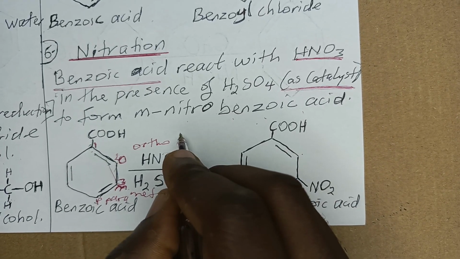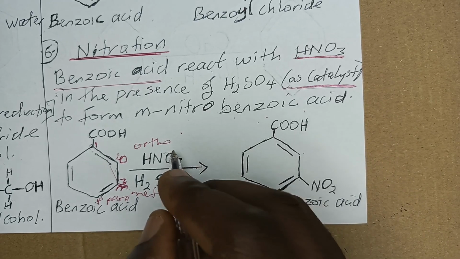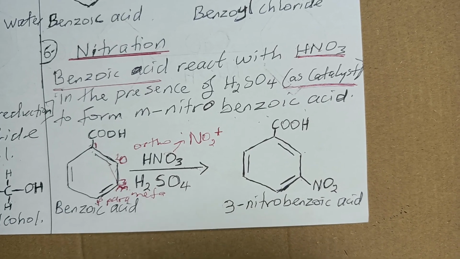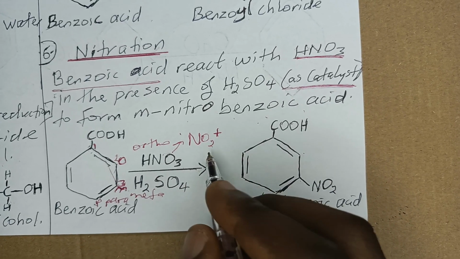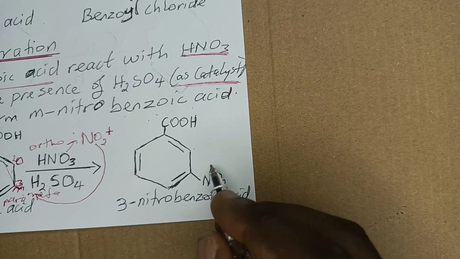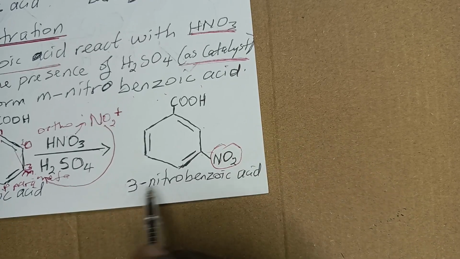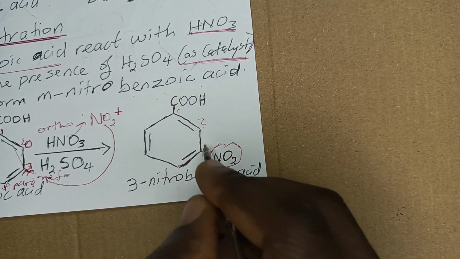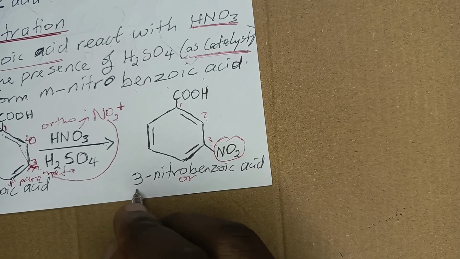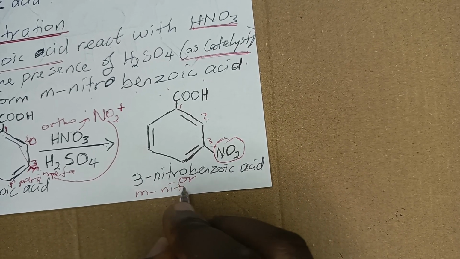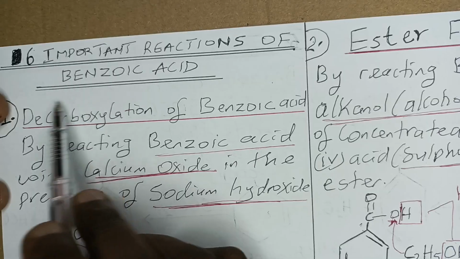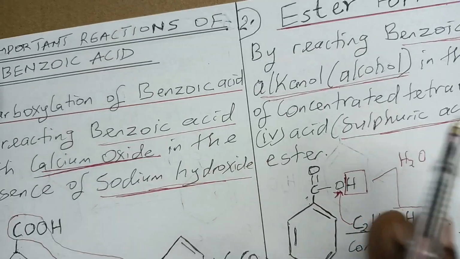HNO3 splits itself to give us NO2 plus, and that NO2 plus by substitution comes to attack here and to give us this. You can see it now. So we either call it 3-nitrobenzoic acid, because this is 1, 2, and 3, or we call it m-nitrobenzoic acid. Those are the six important reactions of benzoic acid.